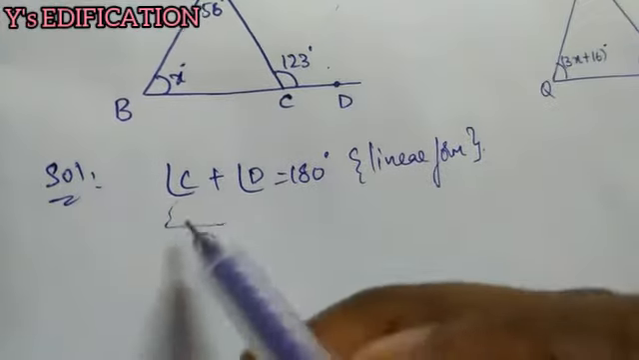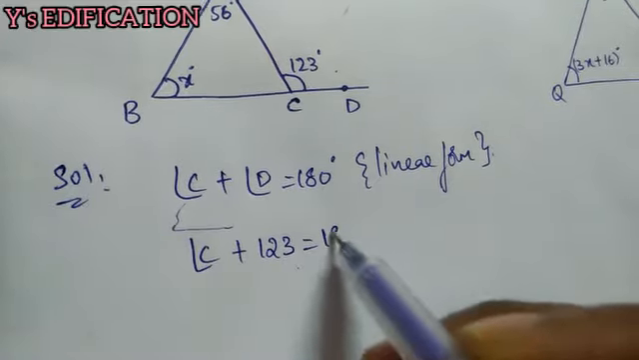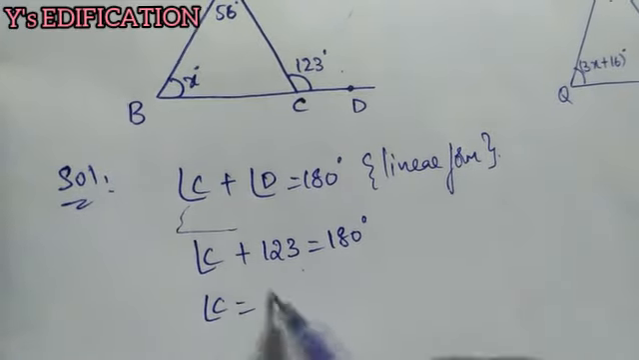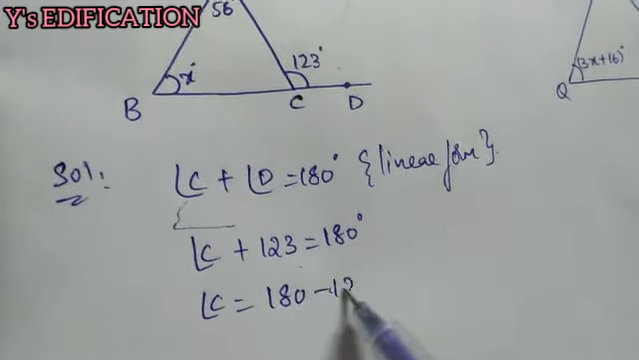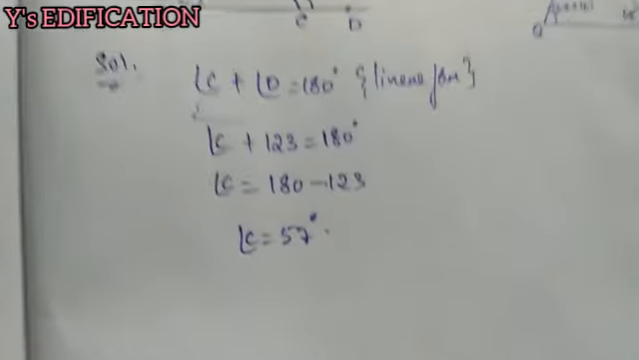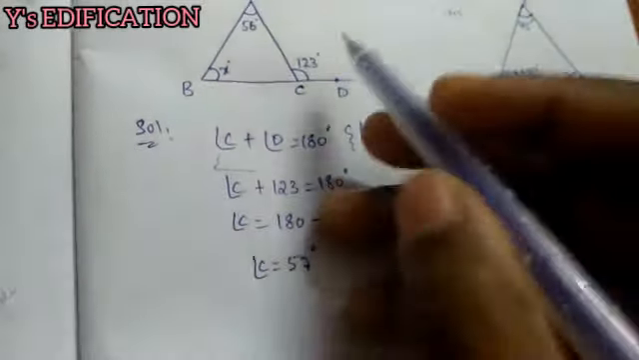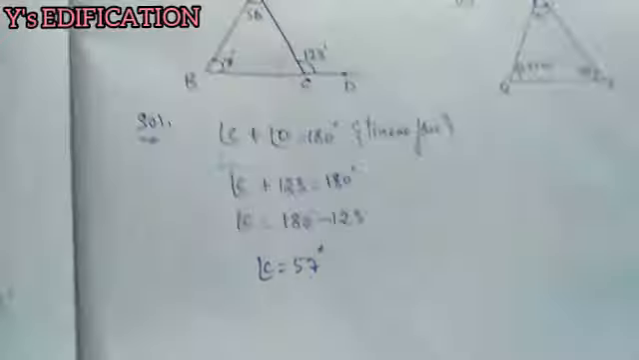So what is angle C? We don't know angle C. So angle C plus angle D, which is 123, is equal to 180. We want angle C, so we shift this 123 to the RHS. So angle C will be 57 degrees. Now I am going to write this 57 here. So this will be my 57 degrees.